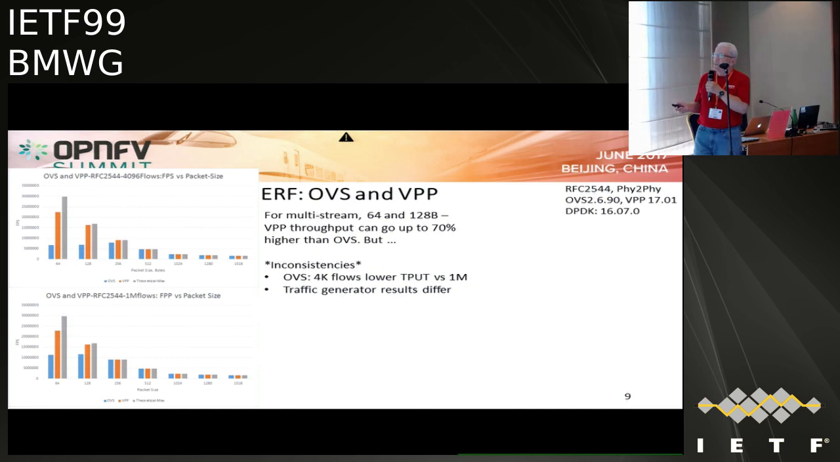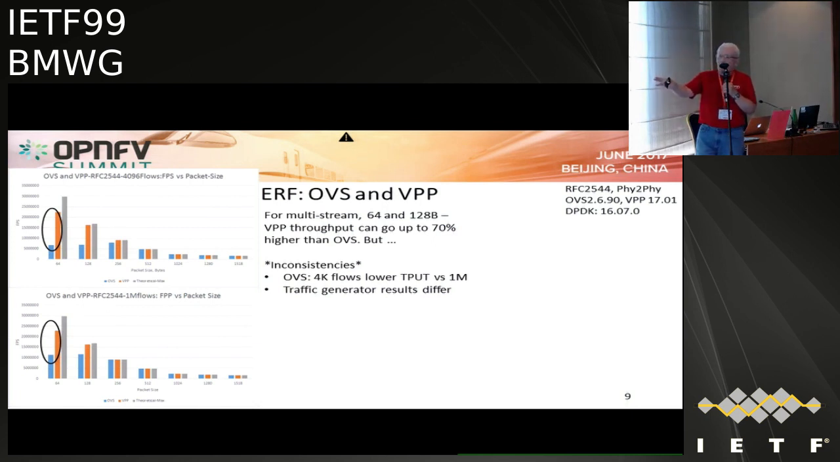But there are some inconsistencies here. 4,000 flows had lower throughput versus 1 million flows. So that's what we're looking at here. We've got 1 million flows. In fact, I should probably click it one more time, and we'll see that. So OVS actually had better throughput for 1 million flows than for 4,000, it doesn't make sense. But we saw this over and over again. So there must be something here that we don't fully understand.